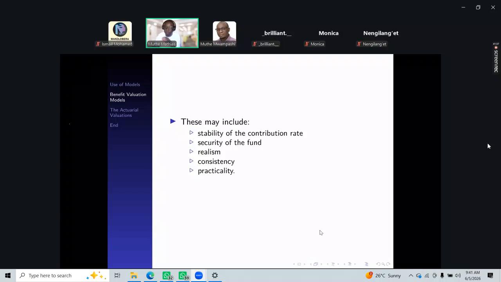Because if the target is to fix the contribution, then you should have a model which will give you a fixed contribution, but then allow the funding to vary. And security is the opposite, because they need a model which will ensure security of the fund, but again, allow the contribution to vary. And then it may be realism. So how realistic is that model, let's say, to real world application.